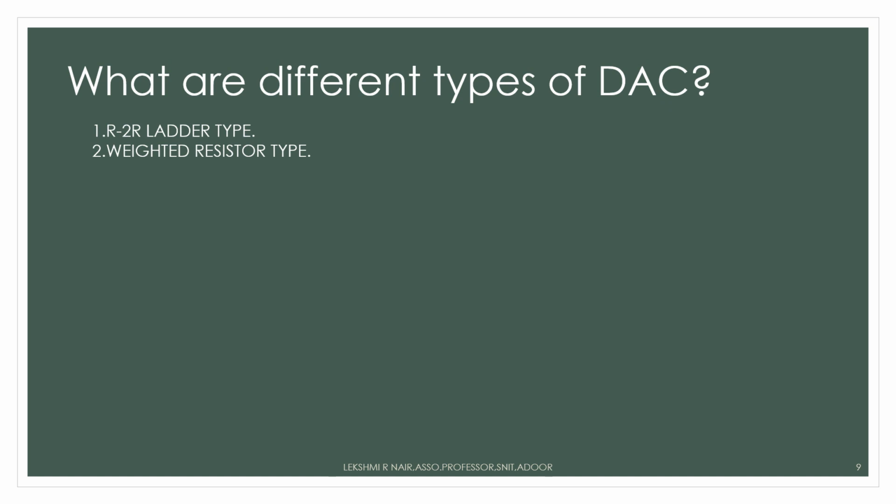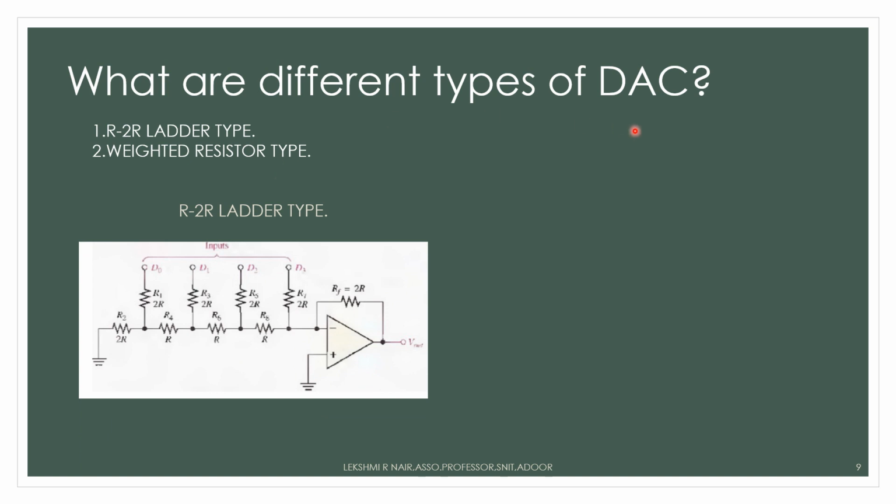In this session we are mainly concentrating on R2R ladder type digital to analog converter. In the next session we will discuss weighted resistor type digital to analog converter. So we will go through the diagrams of R2R ladder type and weighted resistor type. This is the circuit diagram for R2R ladder type digital to analog converter.